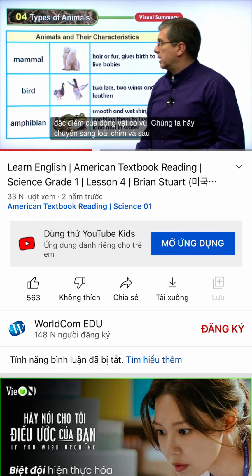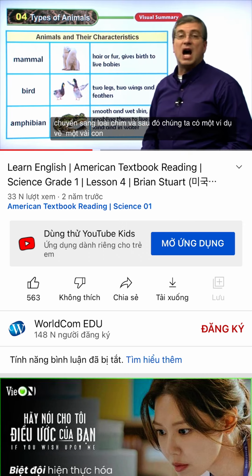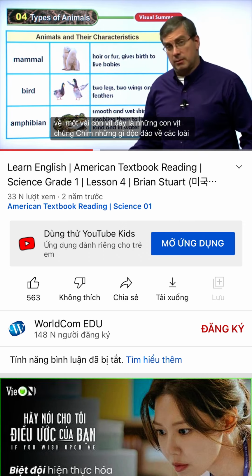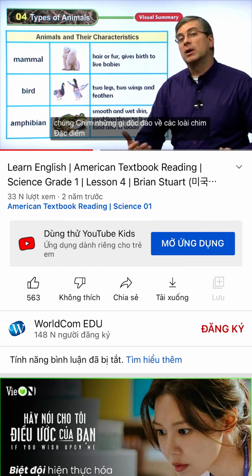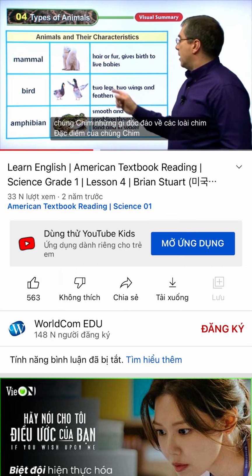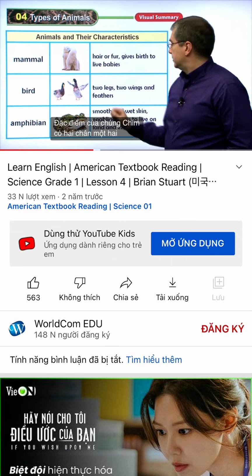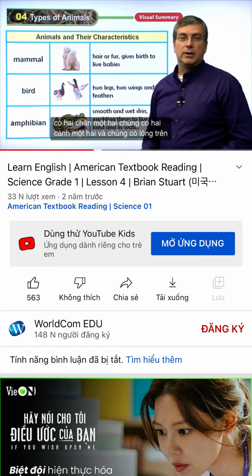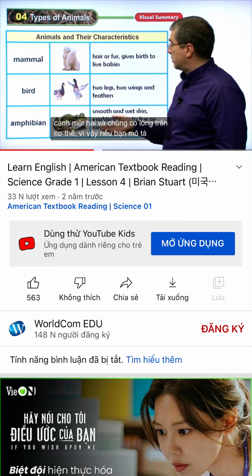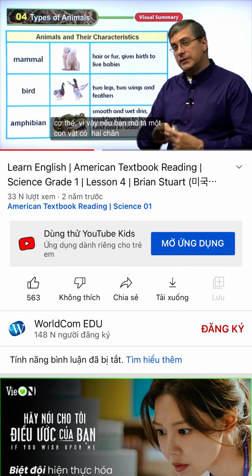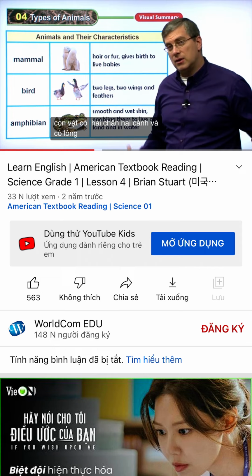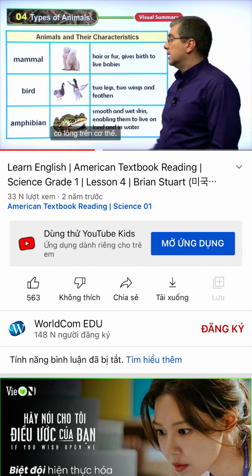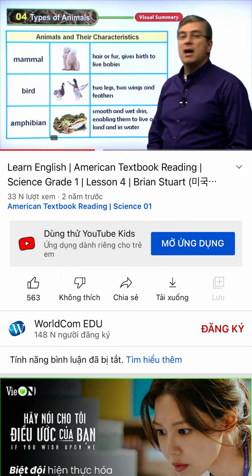Let's move on to bird. And then we have an example of a couple of ducks. These are ducks. They are birds. What is unique about birds? What are their characteristics? Birds have 2 legs, 1, 2. They have 2 wings, 1, 2. And they have feathers on their bodies. So if you describe an animal that has 2 legs, 2 wings, and has feathers on their bodies, you're talking about a bird. Okay? Let's move on to the next one.